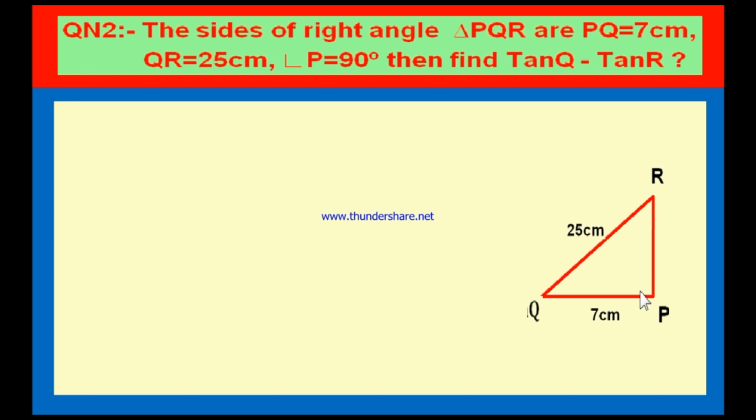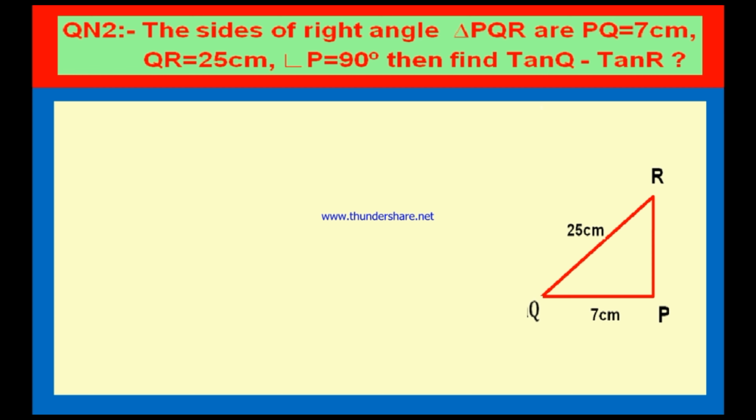Since it is a right angle, the side opposite to the right angle in the right triangle is the hypotenuse, which is equal to 25 here in this case. Now we have to find tan Q minus tan R. In order to find the trigonometrical ratio, we should know all the three sides of the right triangle. But so far we learned only two values. Therefore, let us calculate the other side.